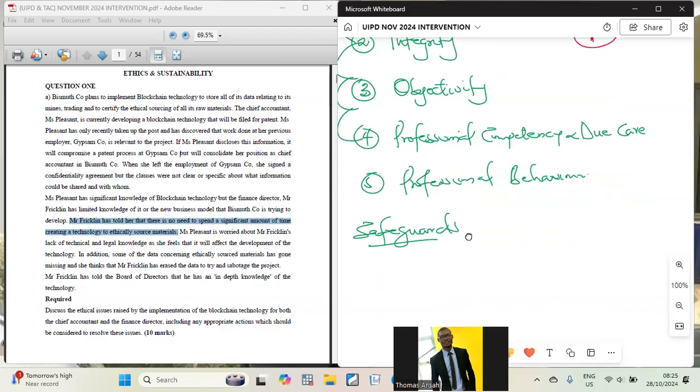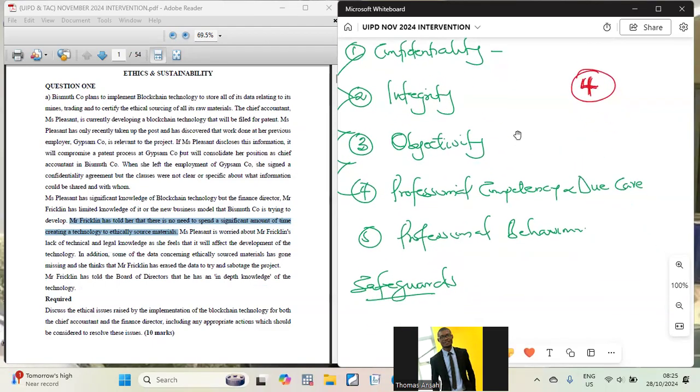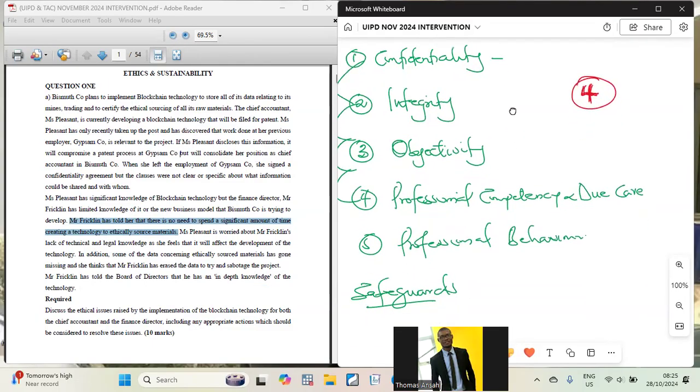Yes. So, with respect to the confidentiality, Ms. Pleasant is not supposed to disclose the information since it will compromise the patent process at Gypsum Co. And even if she may feel that she can do it, she has to seek permission from her past employer in order to do that. Or seek legal advice to clarify that part of the confidentiality agreement to know whether she can use the information or not. Did you understand? Yes, sir.